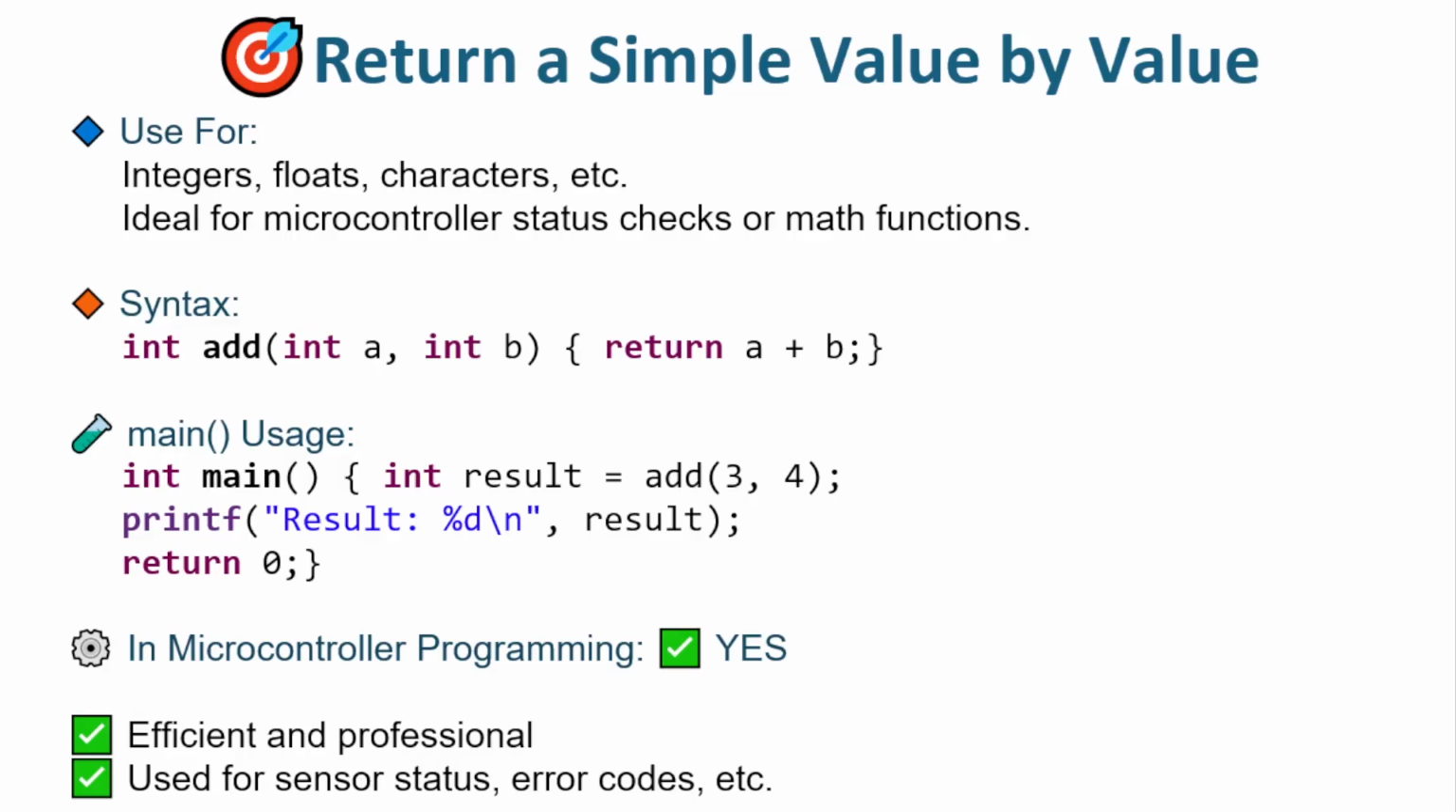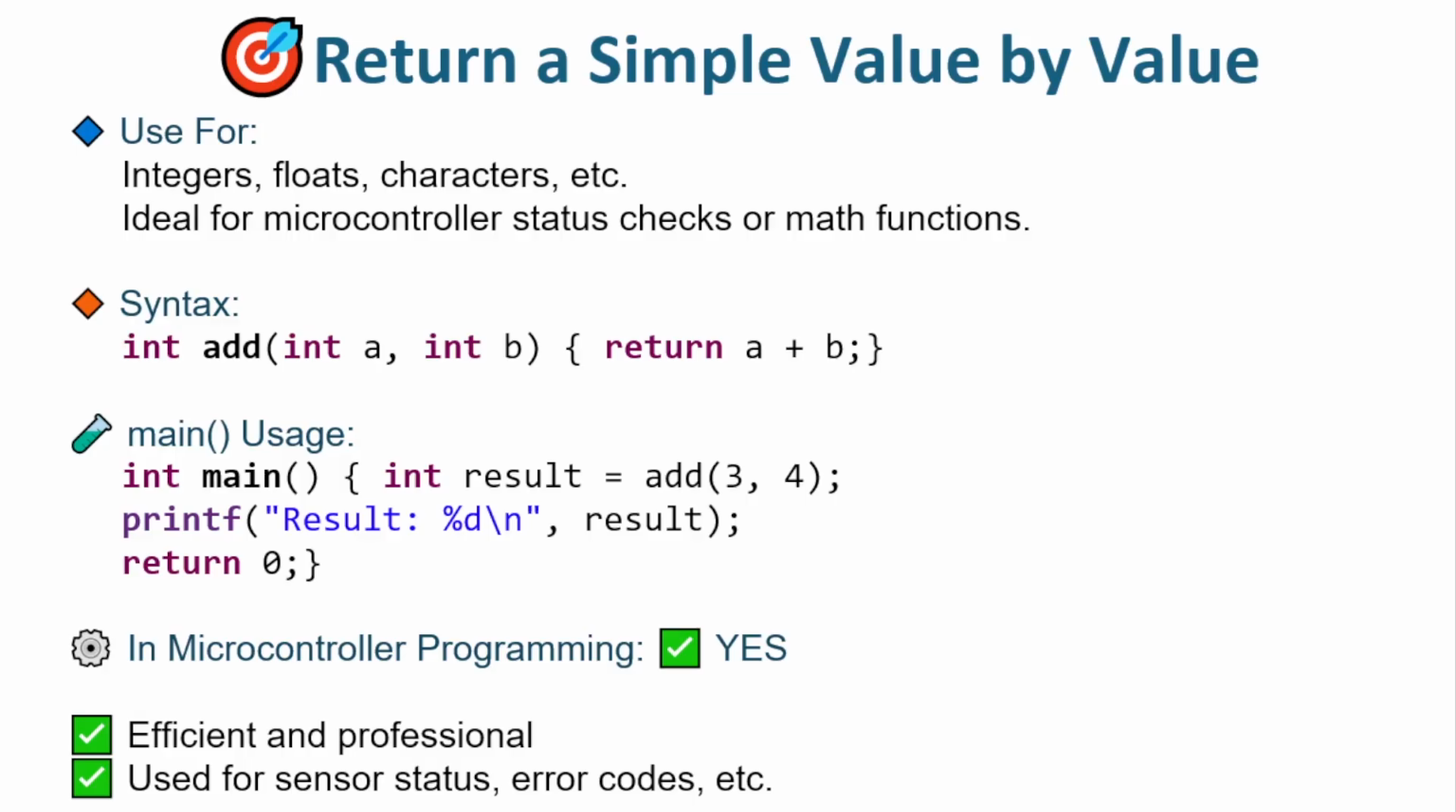Advantages: simple and straightforward, efficient for small data, easy to read and maintain. Important notes: for large data or complex structures, other methods are recommended, and returning large data by value can impact memory usage and performance. So, returning a simple value by value is an ideal and professional approach for small standard data types and forms the foundation for more advanced function techniques in C.